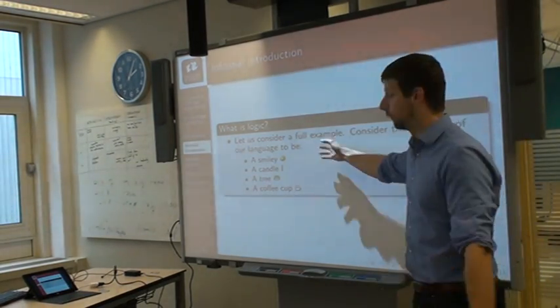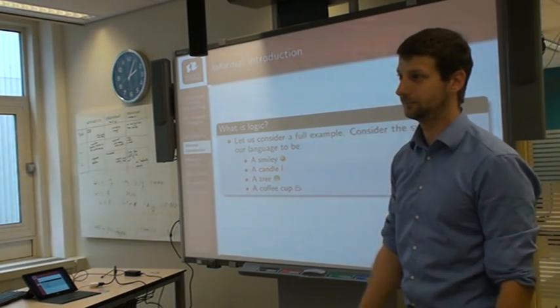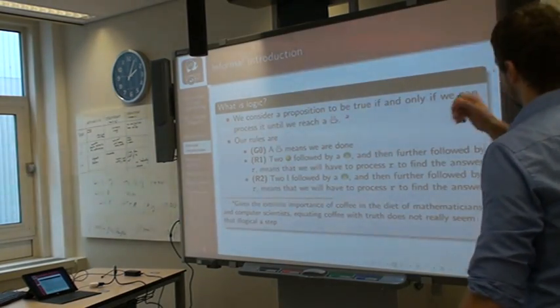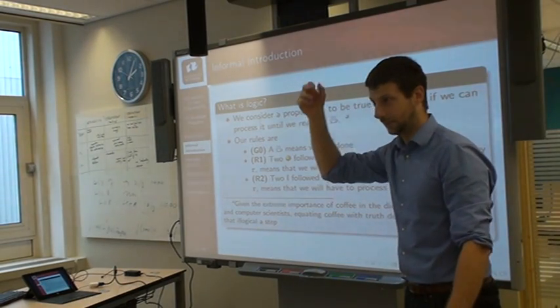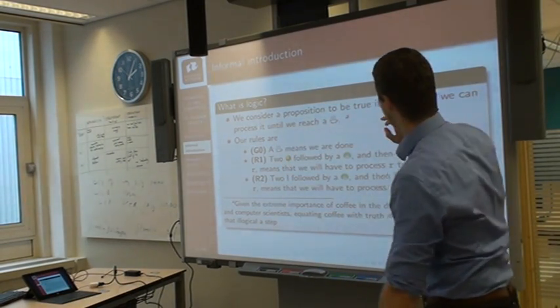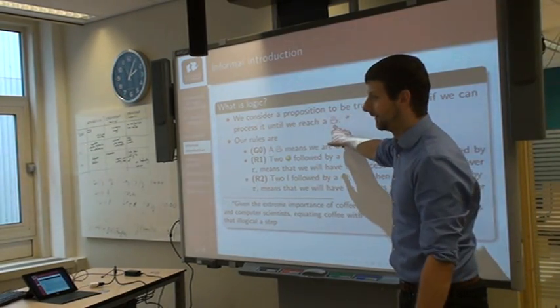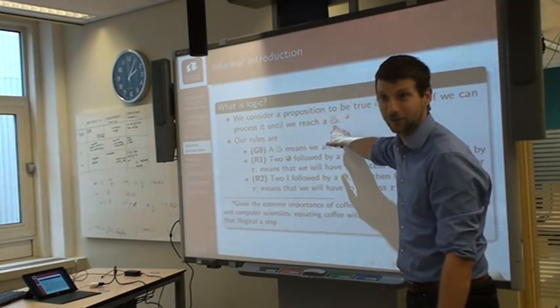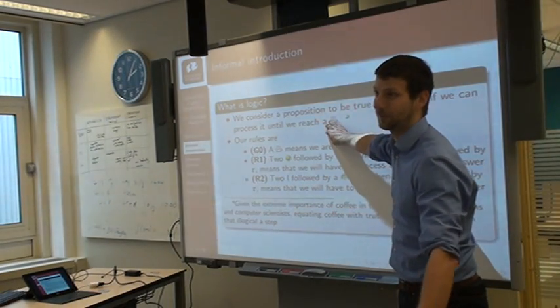The symbols of our language are a smiley, a candle, a tree, and a coffee cup. A proposition is accepted, is true, in our system, if and only if we can process it until we reach a coffee cup. The idea is that coffee cups have a very prominent role within the lives of mathematicians and programmers, so what we always want to get is a coffee cup.